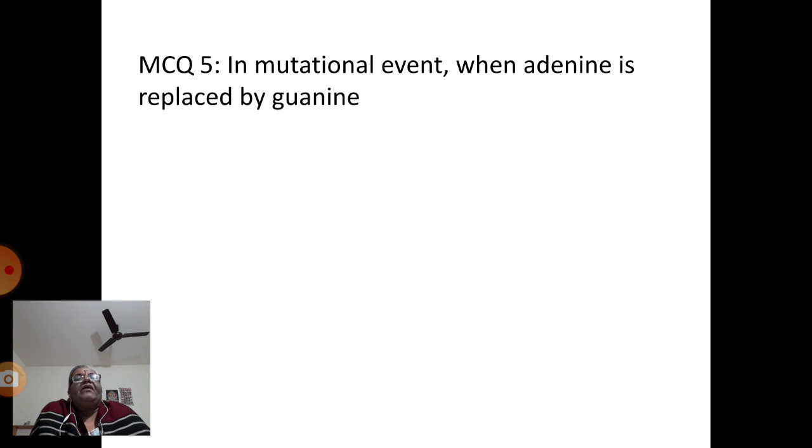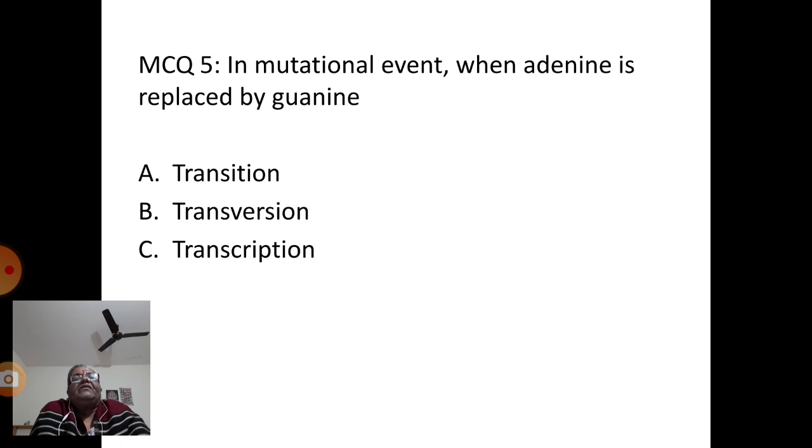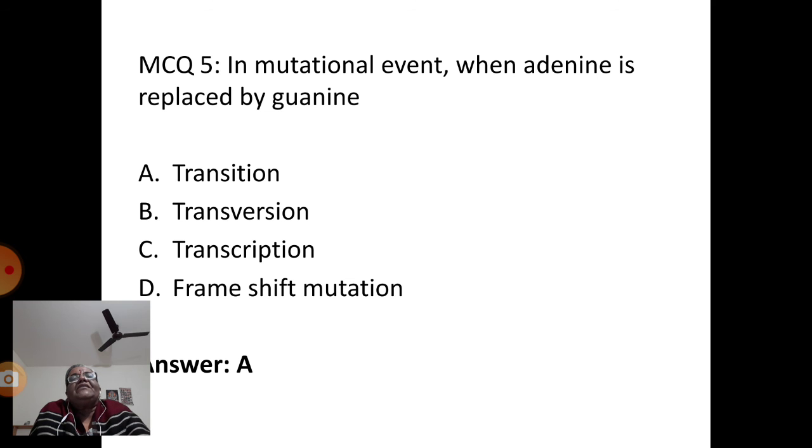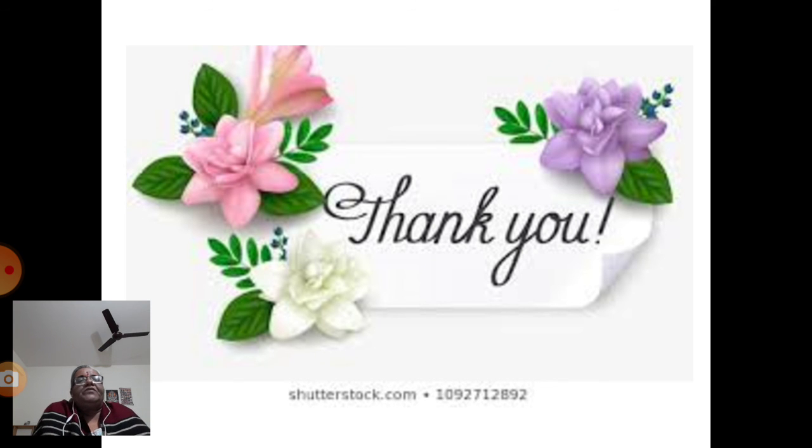Fifth question: in a mutational event, which adenine is replaced by guanine? A. Transition, B. Transversion, C. Transcription, and D. Frame shift mutation. And the answer is A, that is transition. My dear students, till now I have taught you about mutation, definition, significance in evolution, types of mutations, reasons for mutations, and a brief account of mutagens, followed by a few assessment questions.